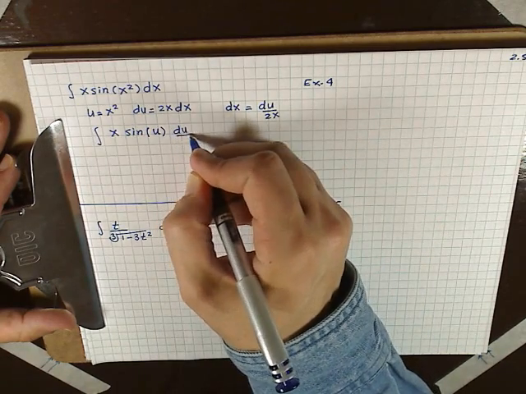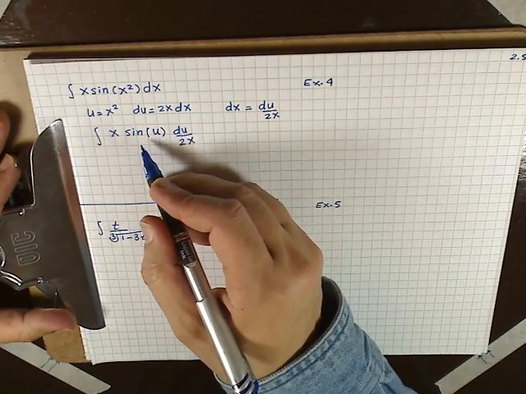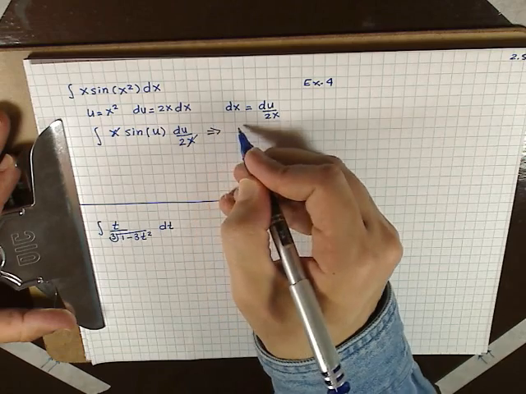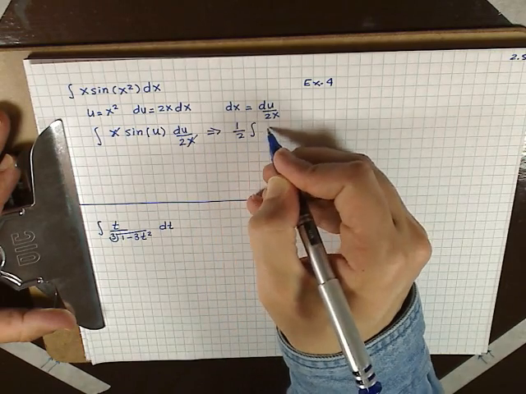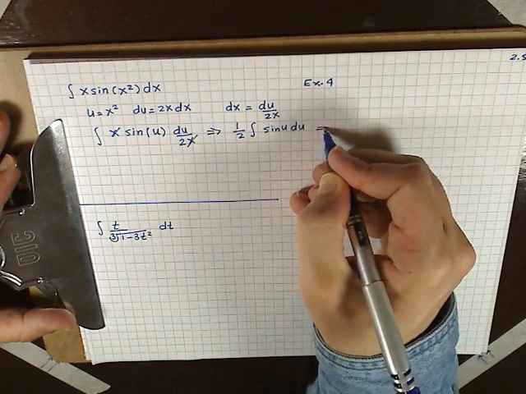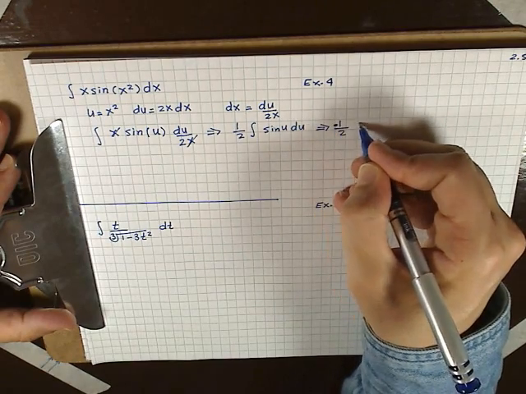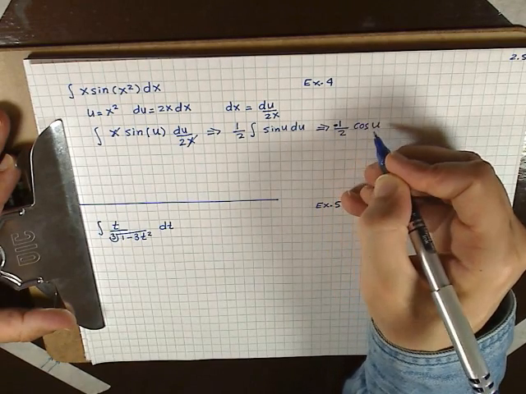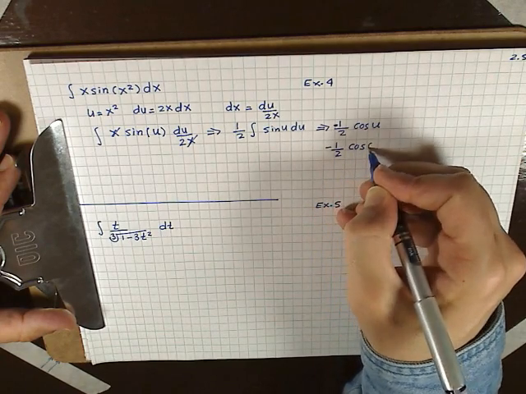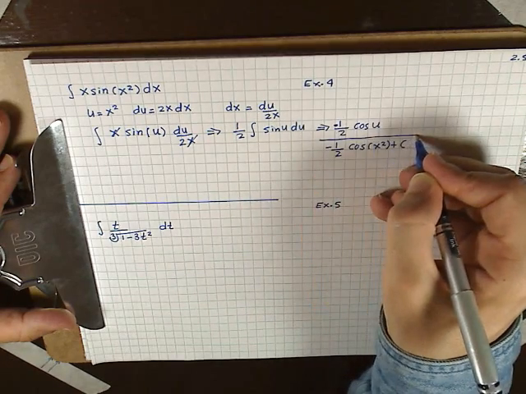At this stage, you can't have any x's here. It has to be all in terms of u. So let's cancel the x's. Pull out the constant, 1/2 integral sine u du. And we get 1/2 integral sine is negative cos. I'll put a minus here. Cosine of u. Put u back in. Negative 1/2 cosine of x squared plus c. This is the answer.